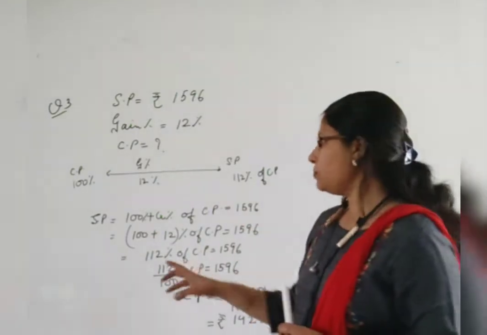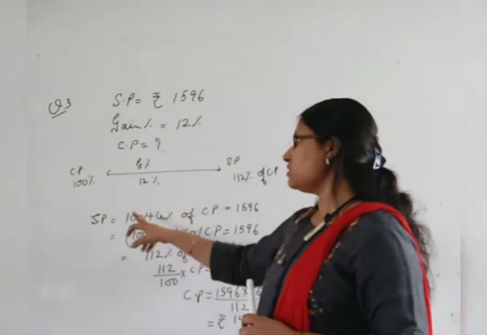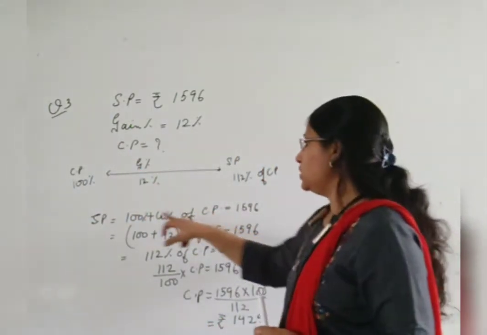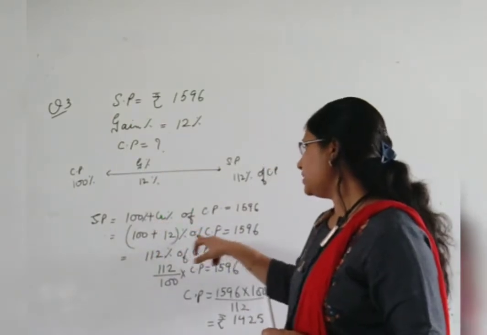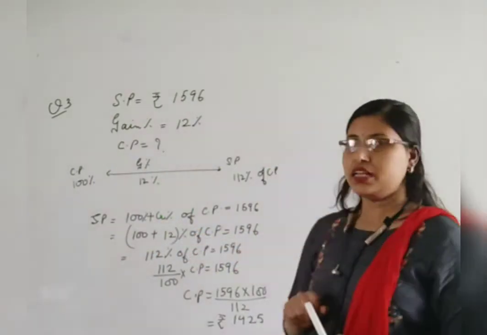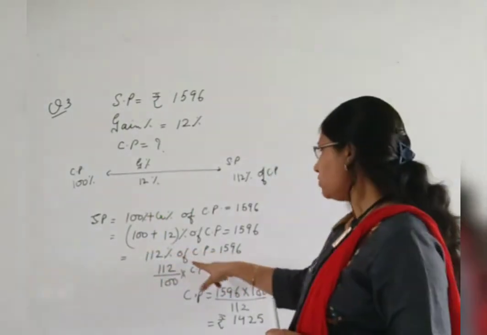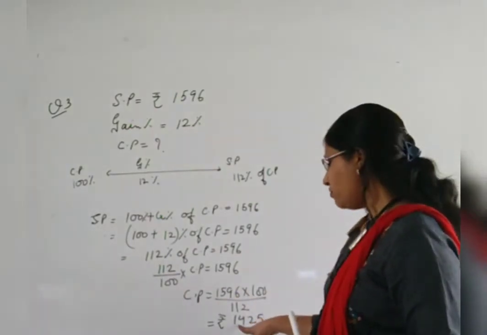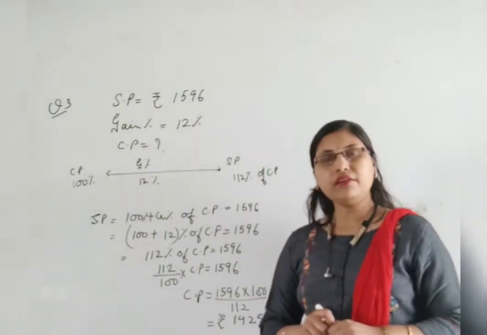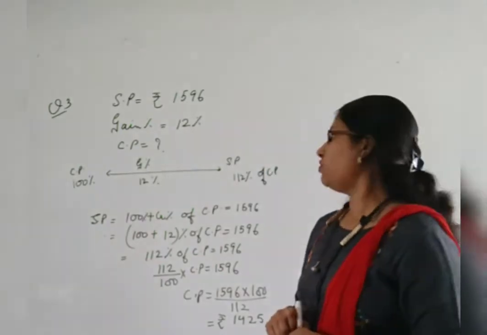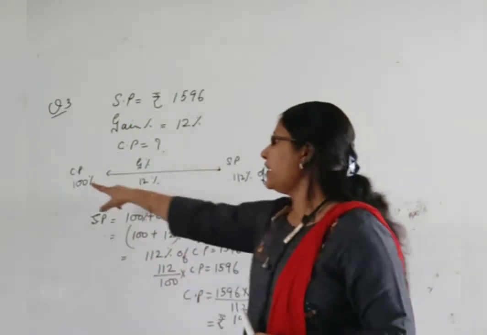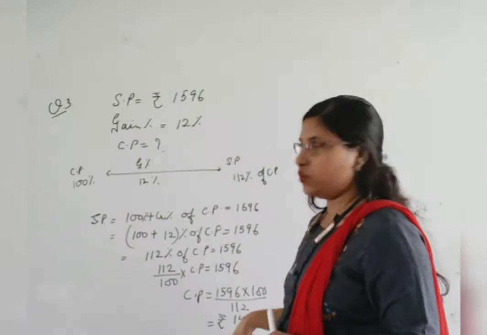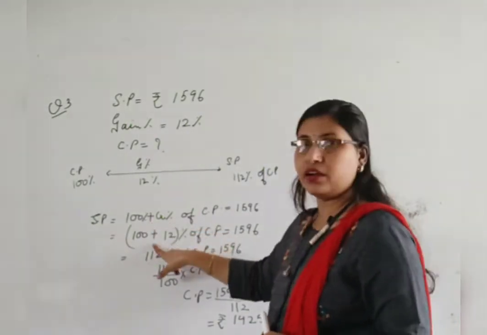So SP is equal to, in percentage form it is 100% plus this gain percent of CP. So we can write 100 plus 12% of CP is equal to 1596. So it becomes 112% of CP is equal to 1596, and we'll do the calculations. We will get the answer 1425. Clear everyone? The same way we can do the questions for loss percent also. Here we have to subtract both of them in the case of loss percent. The same process we will follow here. So at the place of plus, we will get minus.